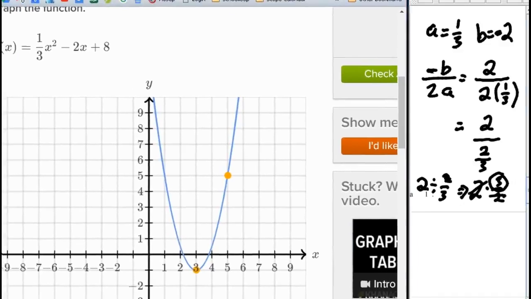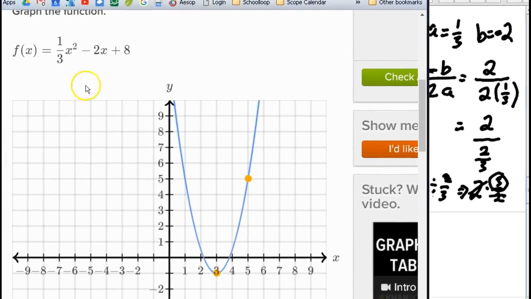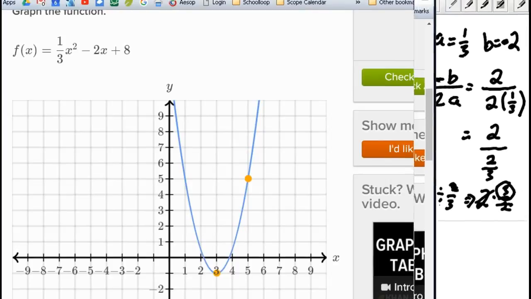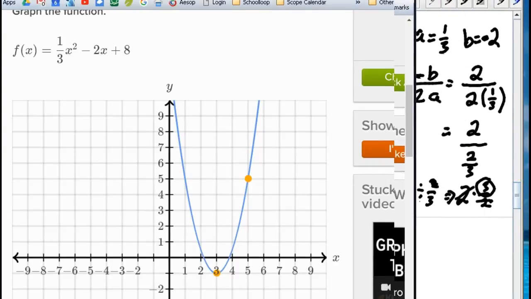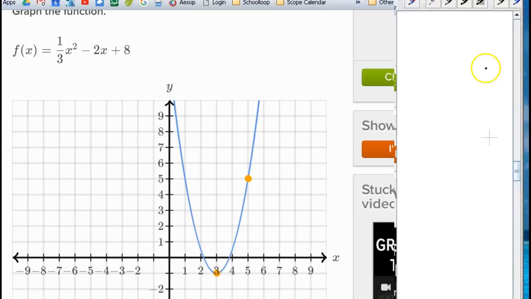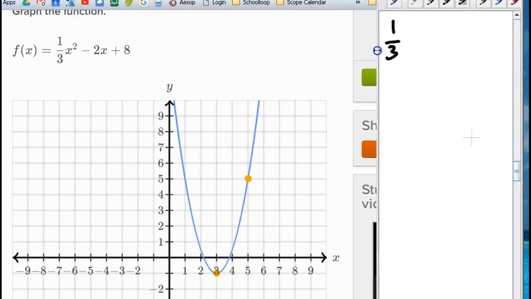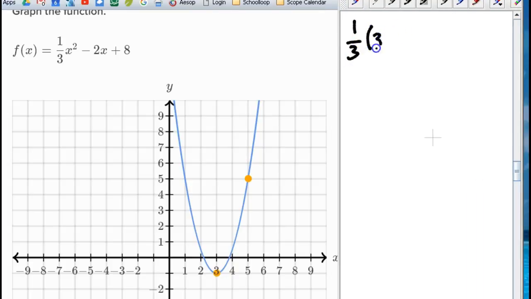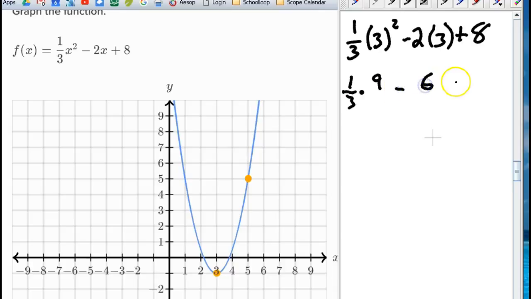So let's plug in 3 into this and see what we get. Okay, so we got 1/3 times 3 squared minus 2 times 3 plus 8. So we have 1/3 times 9, or 9 divided by 3, same thing, minus 6 plus 8. So 9 divided by 3, or 9 times a third, same thing, it's just 3.